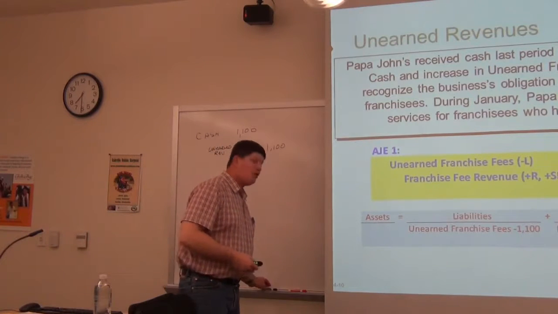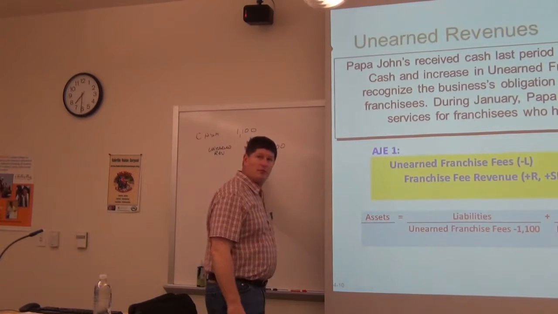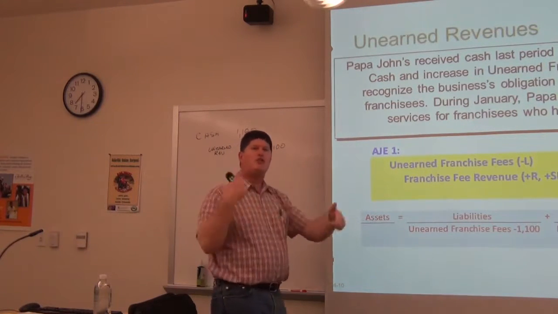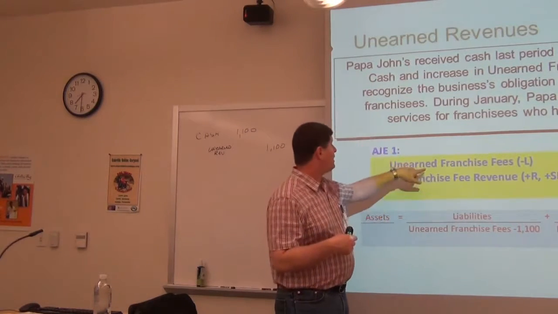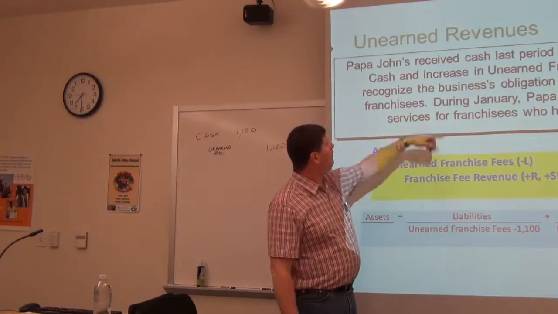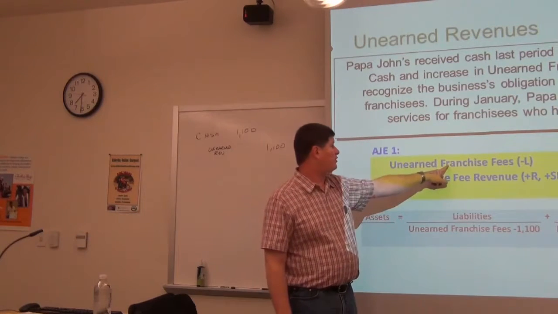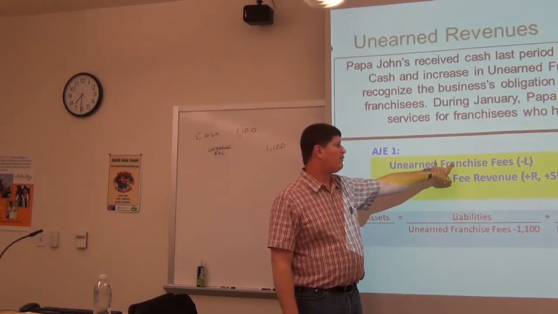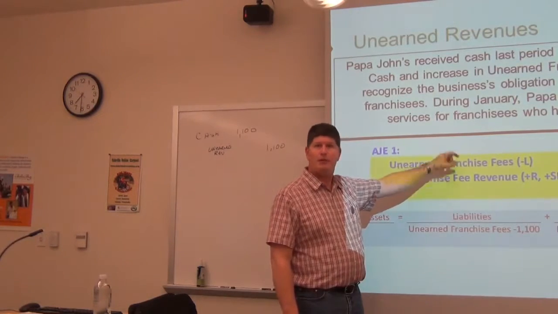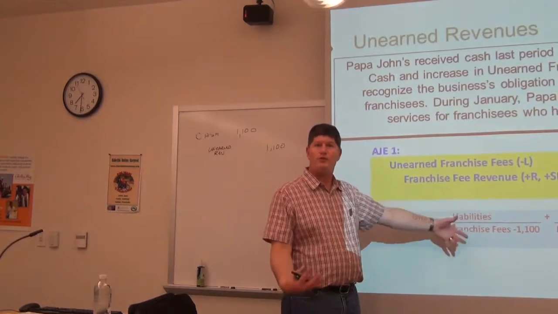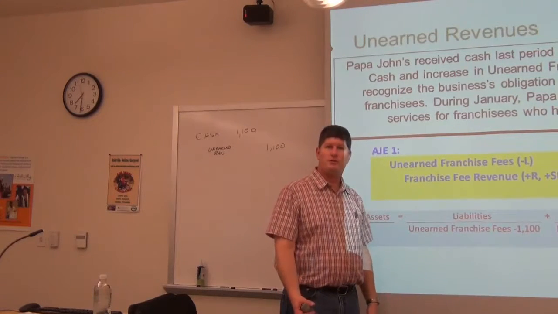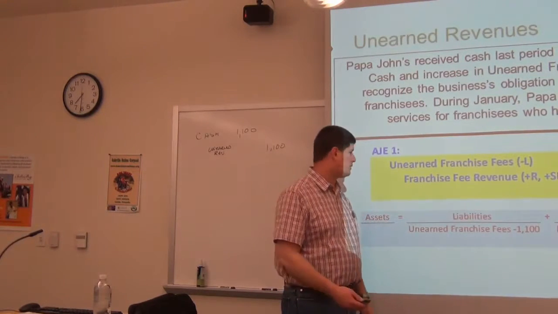At the end, we go and we look at all of our unearned and we see how much of it we've actually earned. And we make an adjustment on the trial balance. Here's the adjustment. I figure, oh, I provided $1,100 worth of services, take it out of unearned, so I debit that liability to make it go down. And I record it as revenue now that I've performed the service. So there's your adjustment. Good? Okay.